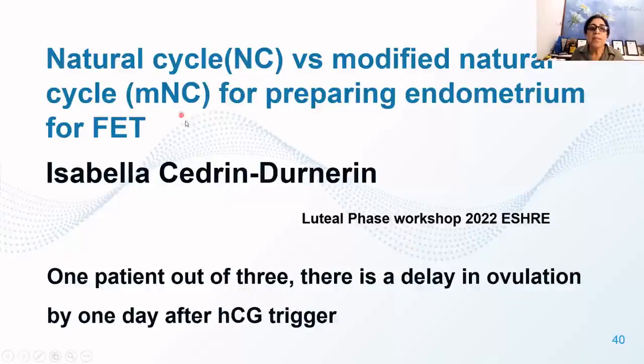Now, again, this was a paper presented at ASRM. It is not published, but they gave their data, and what they did was they gave a trigger to their patients, and then they measured the progesterone levels for the next 3 to 4 days. And what did they find? Again, the same 30% variation. That is, 1 patient out of 3, there is a delay in ovulation by 1 day after HCG trigger.